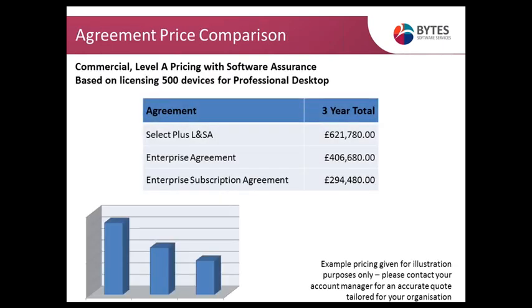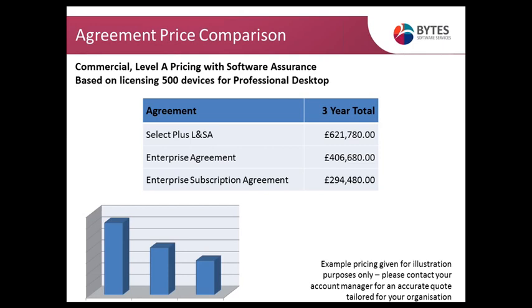Just very quickly, let's look at a price comparison of how much money the Enterprise agreements could potentially save you. Based on commercial level A pricing with software assurance, for an organisation wanting Windows Upgrade, Office and CoreCAL across its estate for 500 devices, if you were to buy that through the Select agreement with software assurance, over the course of 3 years it would cost you over £620,000. Through the Enterprise agreement there is a significant saving of over £200,000. It comes down to £406,000 over the 3-year period.